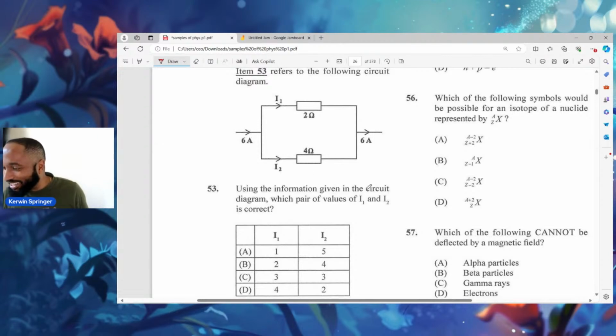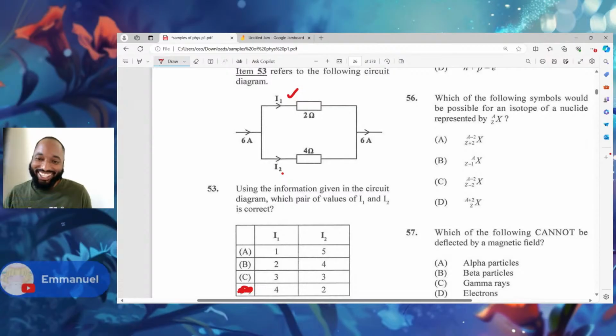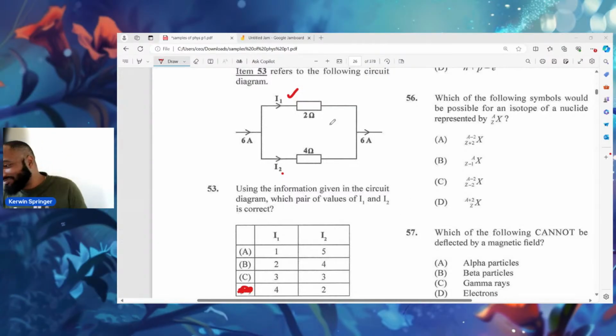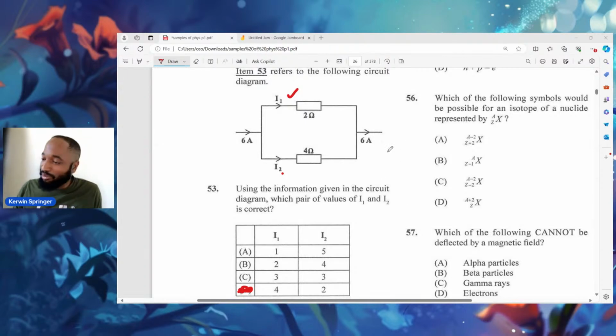Using the information given in the circuit diagram, which pair of values of I1 and I2 is correct? Well, more current will flow here than here, right? And they need to add up to 6. So more in I1. D. 4 and 2. No, because if it's challenging for you, that means it's challenging for everybody else.